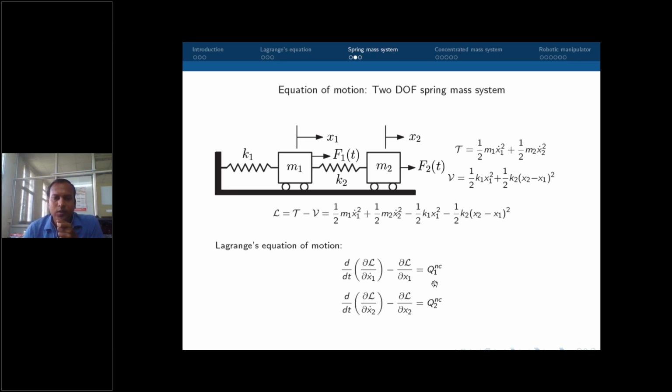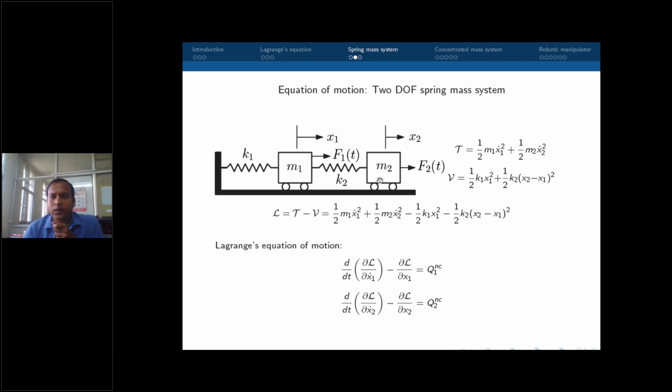To get the final equation of motion, we need to find the Lagrangian of the system. Again, the definition of the Lagrangian is the kinetic energy minus the potential energy. Just below the figure, I have written it. What is the kinetic energy of the system? Beside the figure, we have mentioned the kinetic energy of the system.